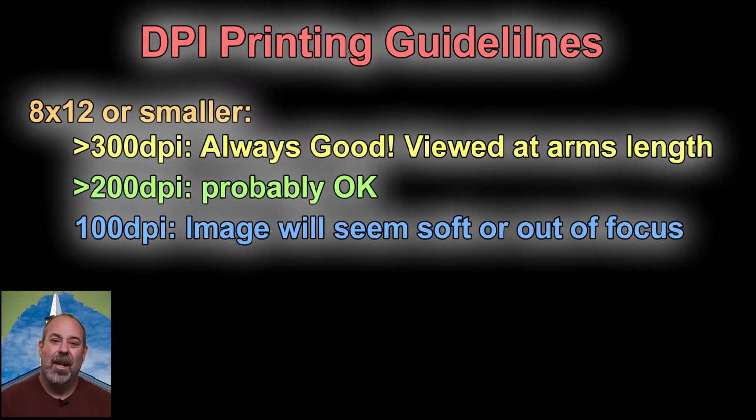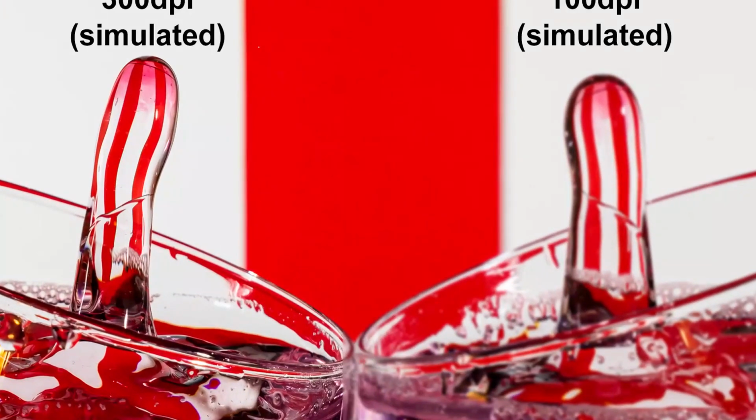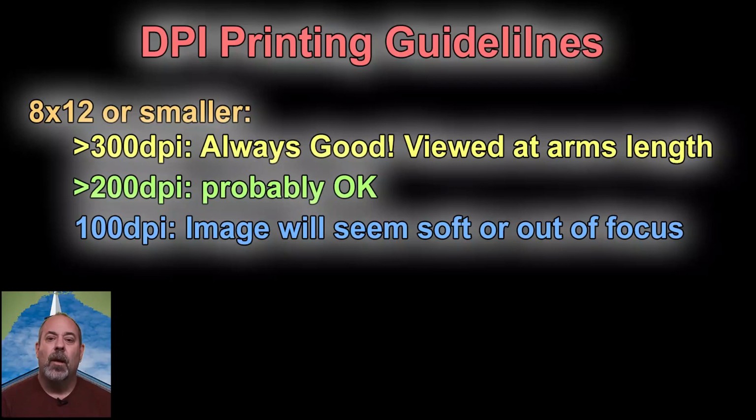I had the wrong setting in Lightroom a while back and thought the print lab had screwed up all my prints because they were all just a little bit soft. Turns out it was my problem. They were at 100 dots per inch. Just makes the image look fuzzy. So 300 dots per inch is the goal for smaller images viewed at arm's length.